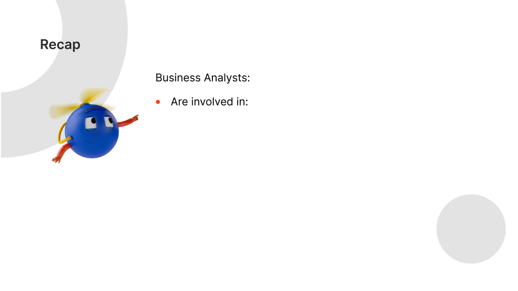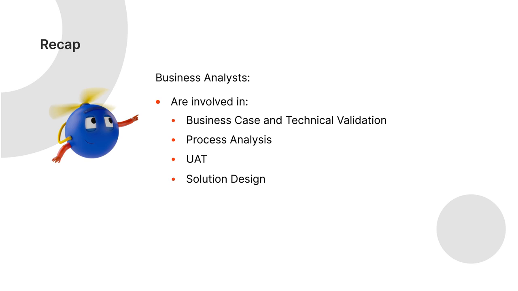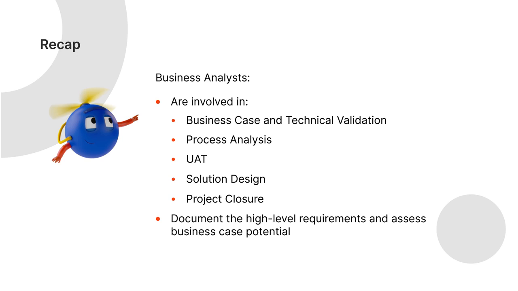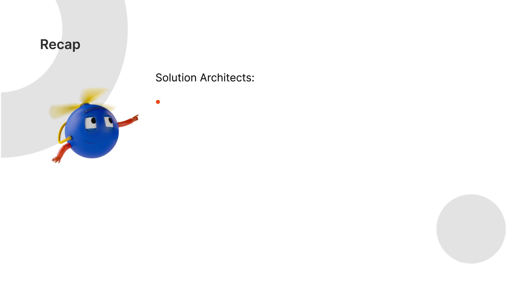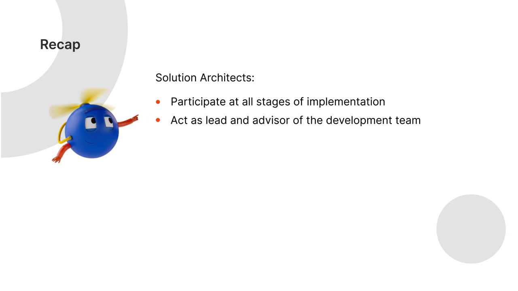Business analysts are involved in the implementation phases of business case and technical validation, process analysis, UAT, solution design, and project closure. As part of their key tasks, business analysts are responsible for documenting the high-level requirements and assessing business case potential. Solution architects participate at all stages of implementation. A solution architect is primarily the lead and advisor of the development team.